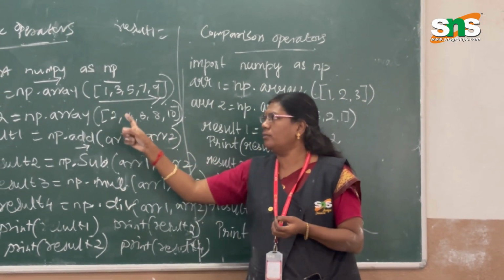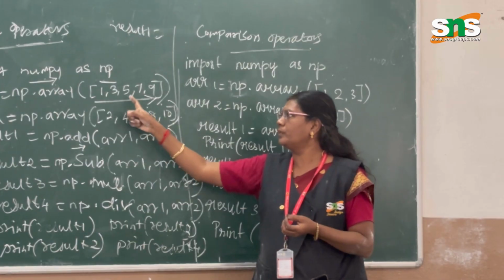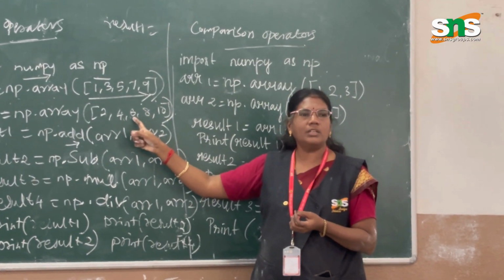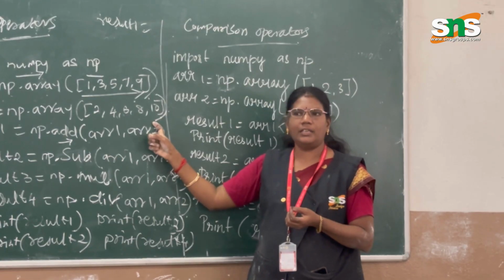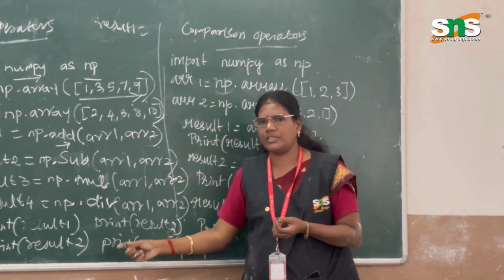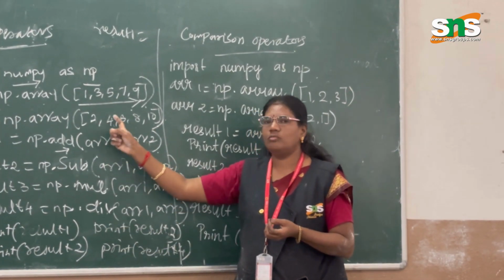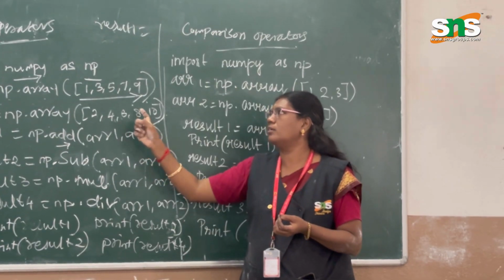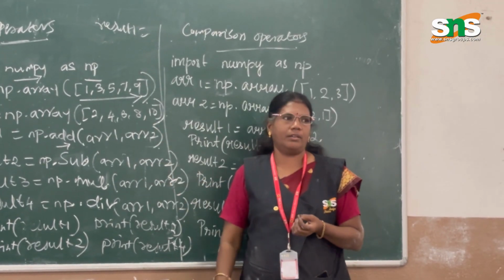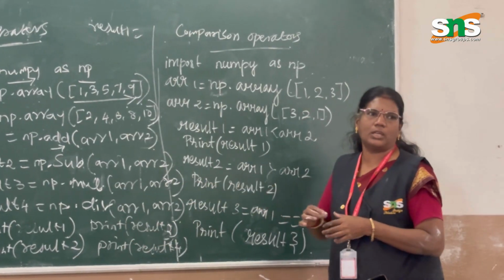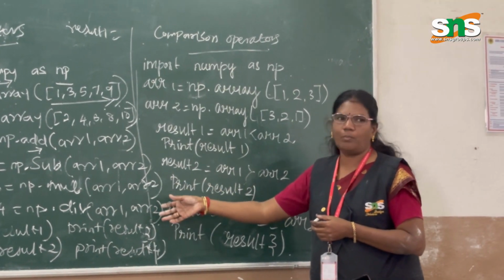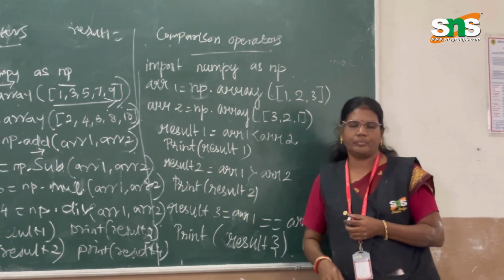Multiplication. 3 into 4, 12. 5 into 6, 30. 7 into 8, 56. 9 into 10, 90. Division: 2 by 1, 4 by 3, 6 by 5, 8 by 7, 9 by 10. This is a sample output of this program. You write the sample output.